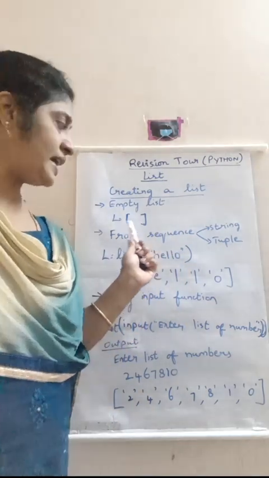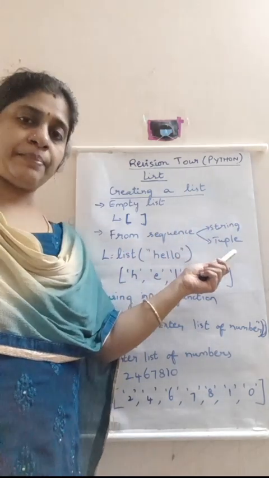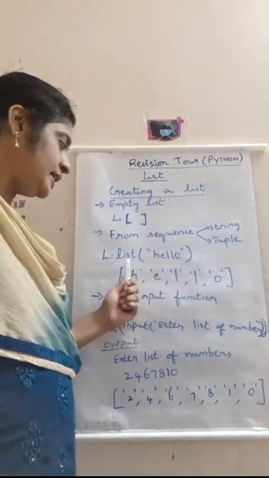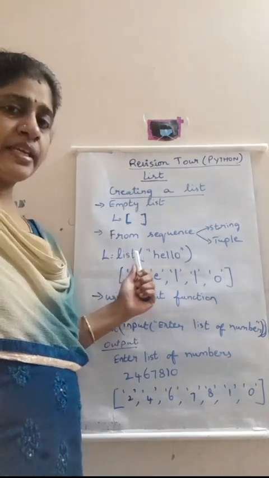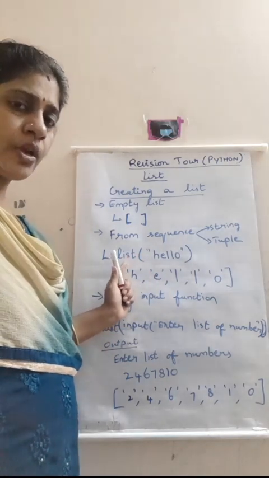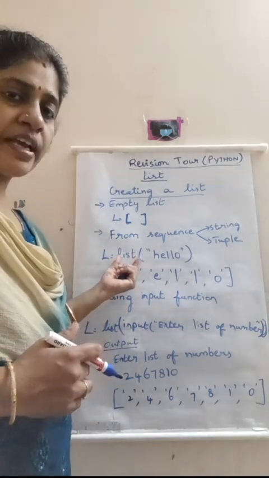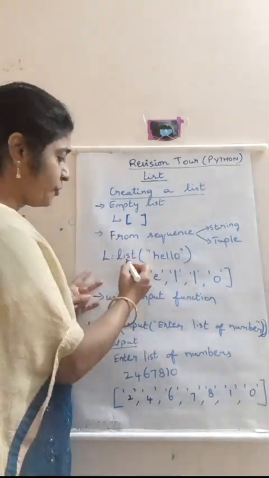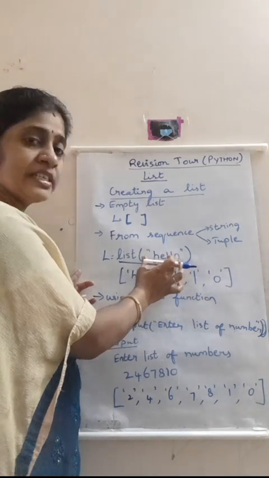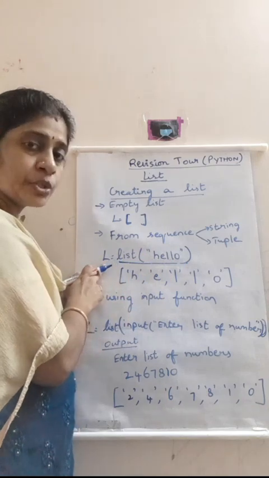And the second way of creating a list is you can create a list from a sequence. It can be a string, it can be a tuple. For example, if I am passing a string to list, this will return a list object. This is actually a class, and you're creating an object. So you're calling the class constructor over here, but we will not go so deep. If you write like this and pass a string inside, this will return a list object, and it will get stored in L.